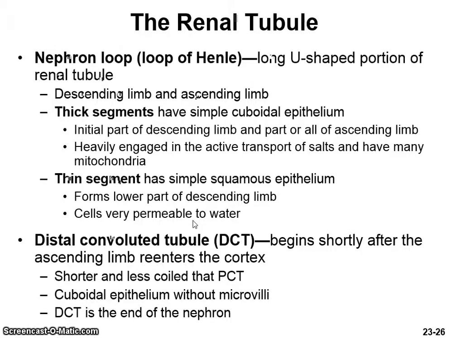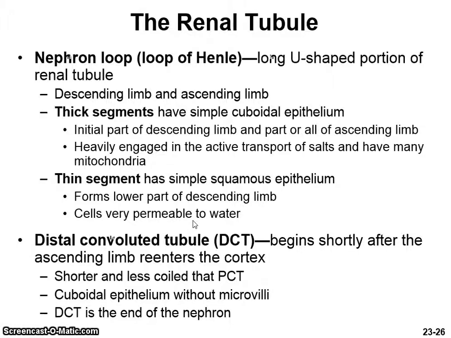After that we have the nephron loop, the loop of Henle, which is a long U-shaped portion of the renal tubule, and we have the descending limb and ascending limb. Thick segments have simple cuboidal epithelium, the initial part of the descending limb and part or all of the ascending limb, heavily engaged in active transport of salts and with many mitochondria. The very lower end has the thin segment, which has simple squamous epithelium, forms the lower part of the descending limb, and its cells are very permeable to water.